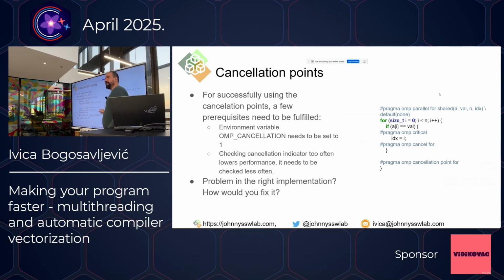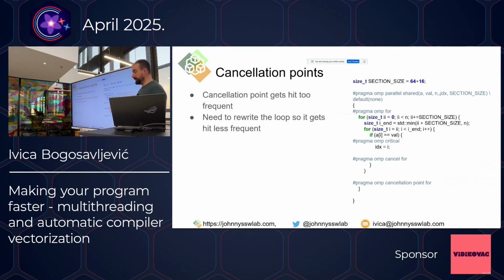Now, if you check your cancellation points every time in your loop, this lowers performance. Actually, this loop is slower than the single threaded loop, and the reason is that it checks cancellation points in every iteration. Now, how would you fix that? There are a few iterations. Exactly. You check it like every 30 or 60 or 100 iterations. If you do it like that, you won't suffer the performance price of this cancellation check.